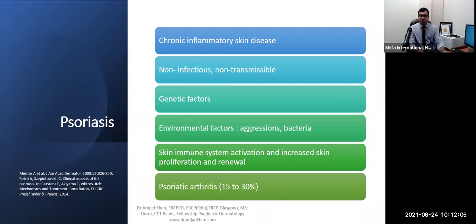Now, psoriasis is a chronic inflammatory skin condition. It's not infectious, it's non-transmissible. So please do encourage your patients and their families that this is not contagious. Mostly genetic factors. We roughly say between 70 to 80% is genetic influence. And trigger factors: behavior, stress, infection. All these are trigger factors.